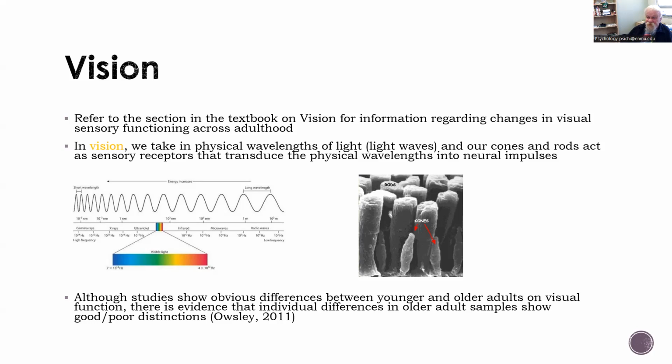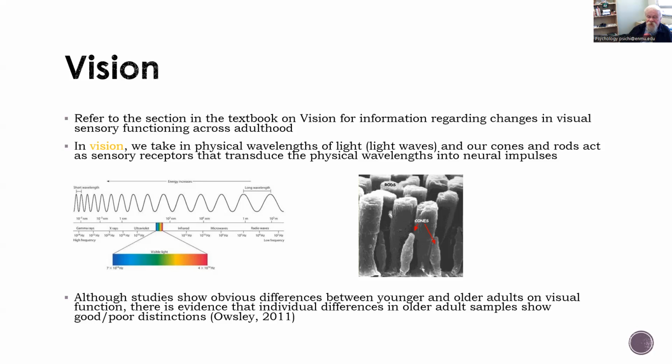We don't have a whole lot of cones as compared to rods. We have rods all the way across the retina, okay? Except in the center, the fovea. But we have lots and lots of cones in the center of the retina, okay? And that's where our color vision takes place, right?